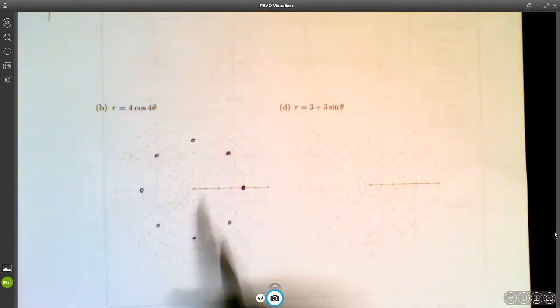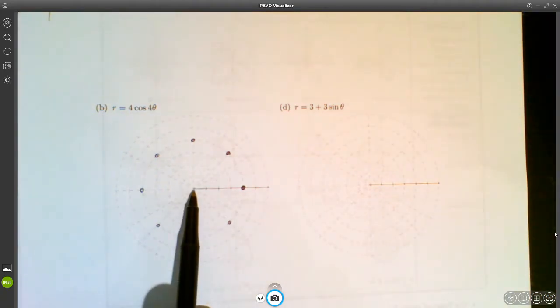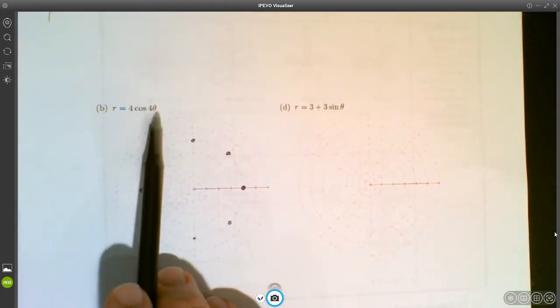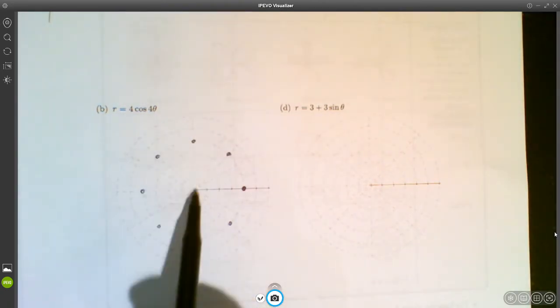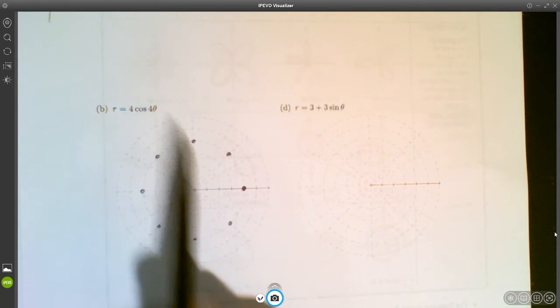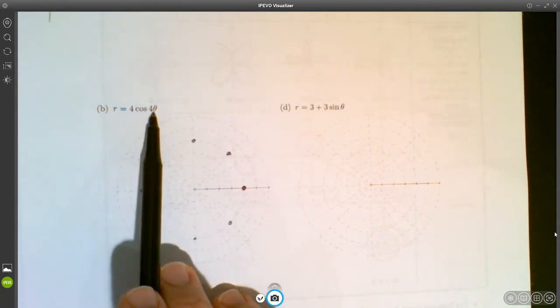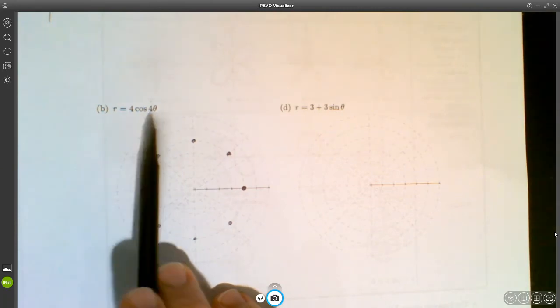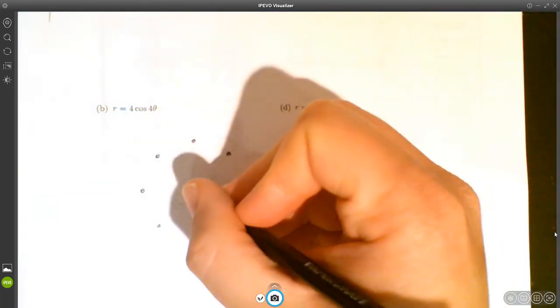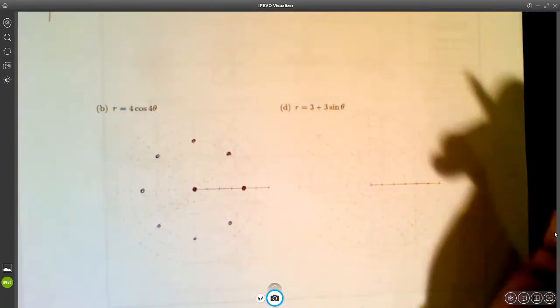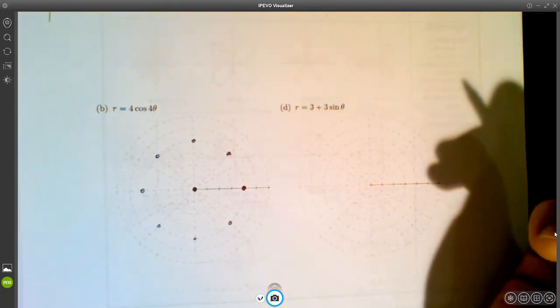And of course, there are going to be moments when this thing passes through 0, 0 as well. When would that happen? That would happen when you're taking cosine of pi over 2. So if theta is pi over 8, then 4 times pi over 8 is pi over 2, and cosine pi over 2 is 0. So you will pass through this point. That's not the only place it happens. It happens over and over and over again.